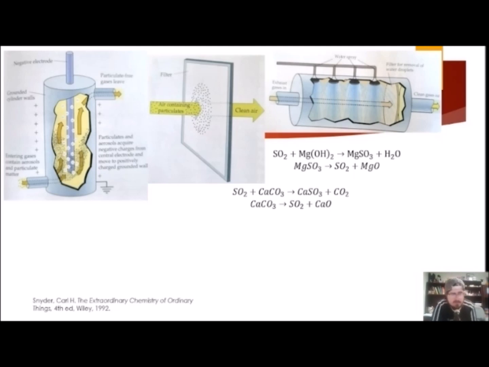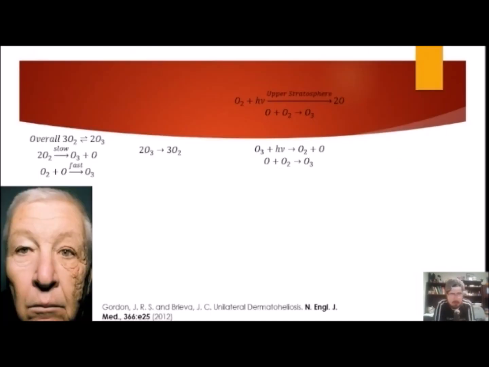And one of the beauties of this is once we have the sulfites, we can change them back to calcium oxide or magnesium oxide and recapture the sulfur dioxide for use later. Ozone is another example of a helpful pollutant where location and concentration are very much the key. In the troposphere, it is a toxic irritant, but in the stratosphere, it blocks the radiation.